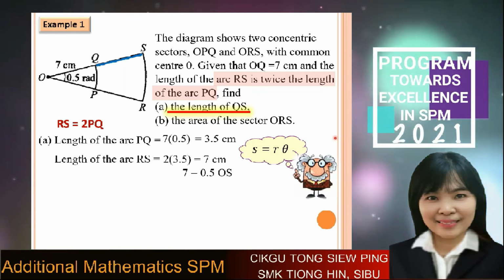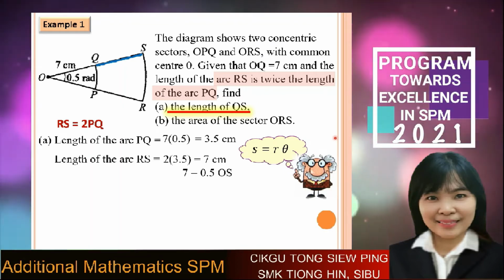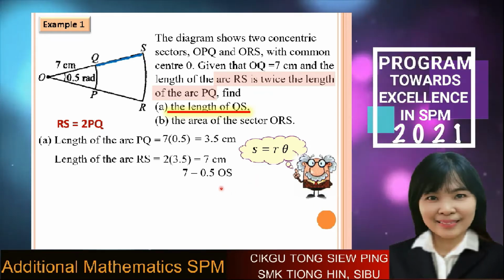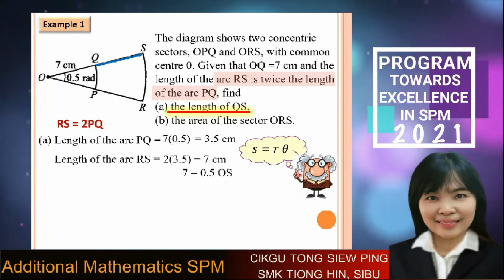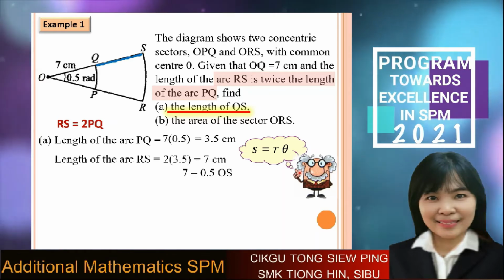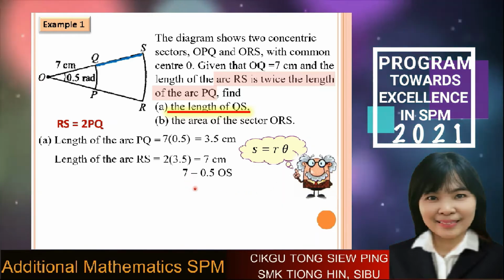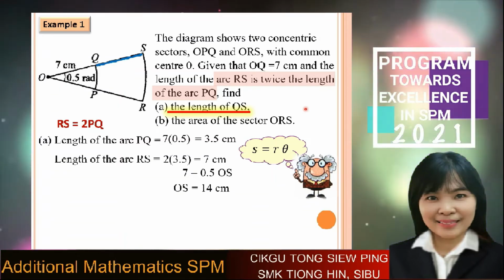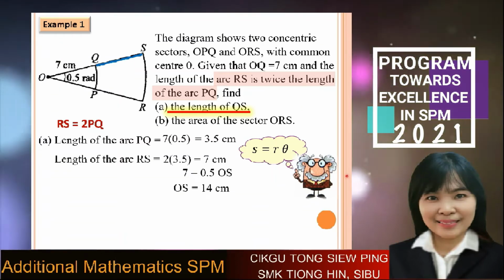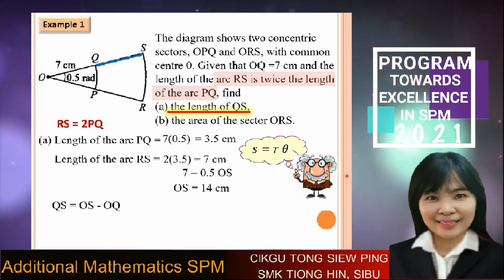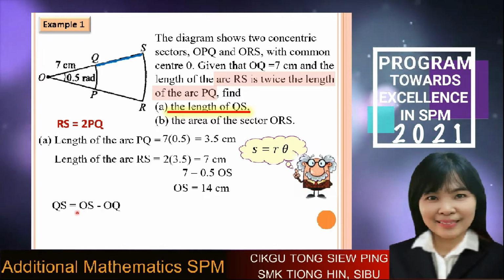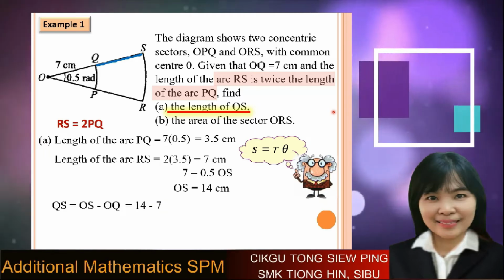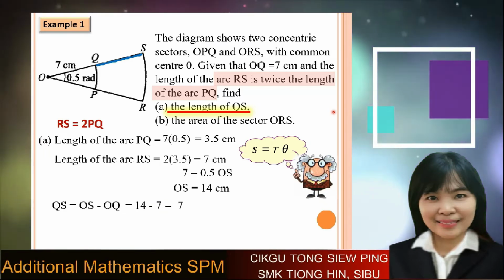Next, we have to find the length of OS. That is the radius of ORS. By using the same formula s equals r theta, 7 equals 0.5 OS. So OS is equal to 14. Our aim is to find QS. QS is equal to OS subtract OQ. That is 14 subtract 7, which is equal to 7.